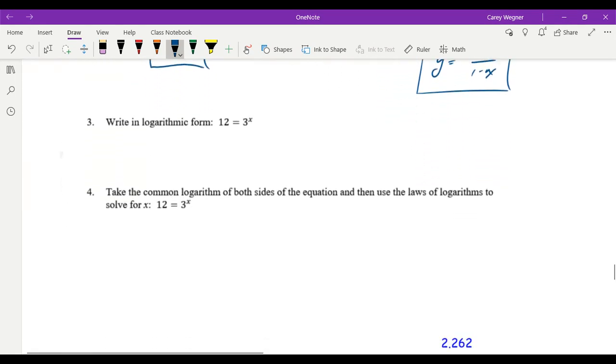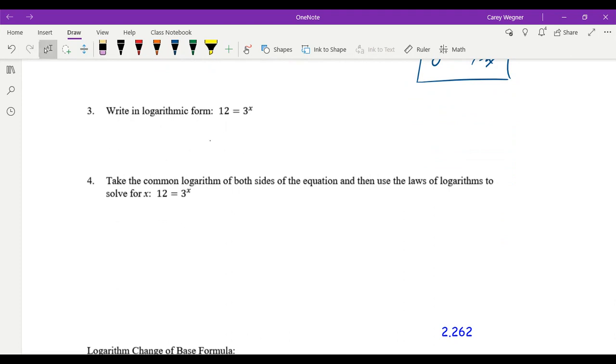Question number 3 is similar to our warm-up question. As we rewrite this, my base is 3, a logarithm is an exponent, and I'm taking the logarithm of the power. So again, I've solved an equation, which is what question 4 is getting us to. Well, a different method for solving an equation. So we're asked to take the common logarithm of both sides. So I'll do the log base 10 of 12 on the left, and I'll do the log base 10 of 3 to the exponent x on the right.